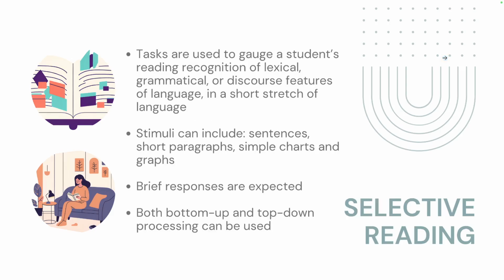Okay, the second one is selective reading. So these tasks are used to gauge a student's reading recognition of lexical, grammatical, or discourse features of language in a short stretch of language. So you'll see some similarity between selective and interactive and extensive, but for selective, it's a short stretch. The stimuli can include sentences, short paragraphs, simple charts, and graphs. Brief responses are expected, so you're not writing paragraph or full essay answers. And in this case, probably you have a healthy balance between bottom-up and top-down processing.